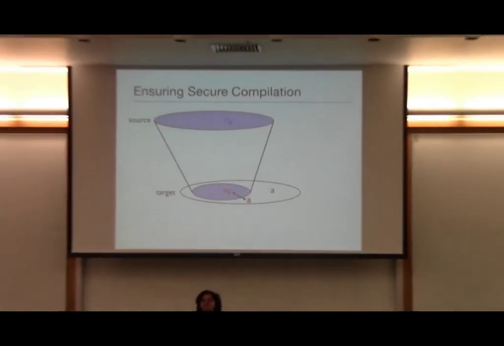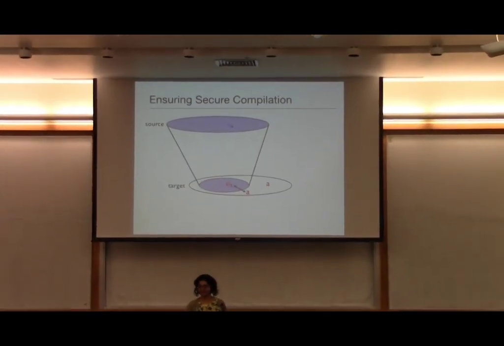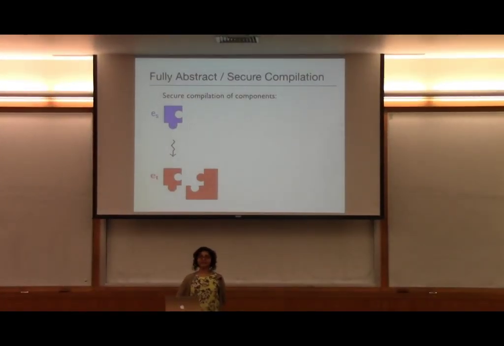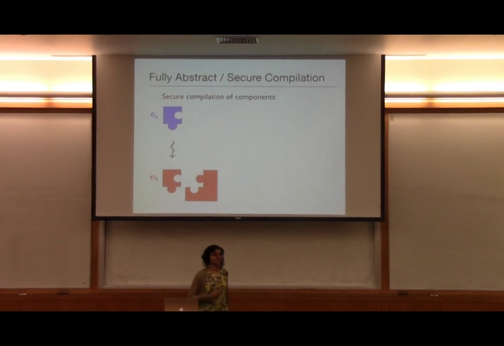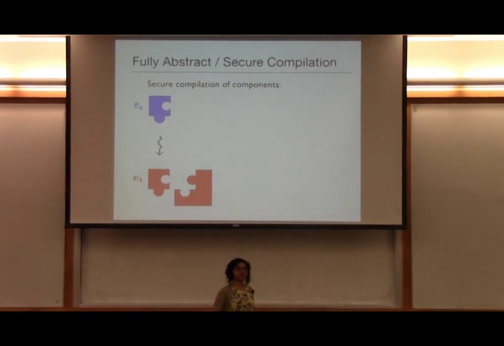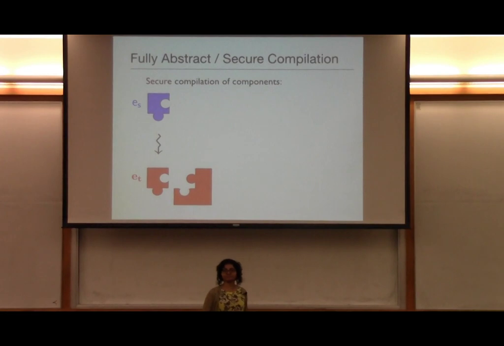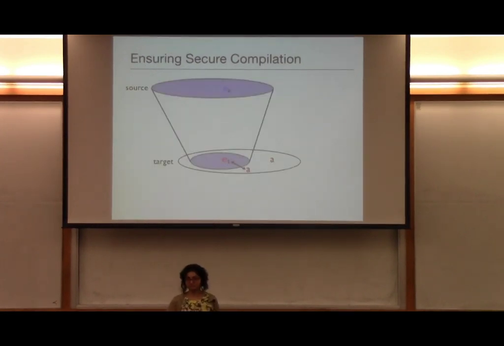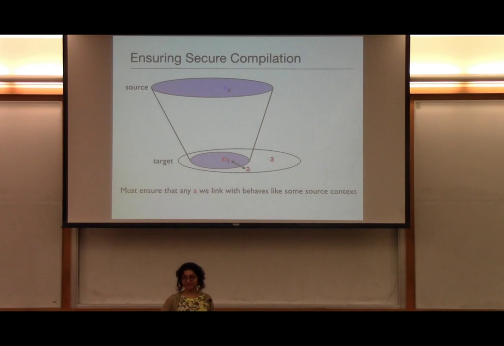All right, so that's a tall order. What did I just say? I don't want to link with bad attackers that do things that I can't do in my source. How do we check that? So there are a few ways. Technically, you could say that I can build an equivalence-preserving compiler, right? So we have to ensure that we don't link with any behavior that we don't have in our source.